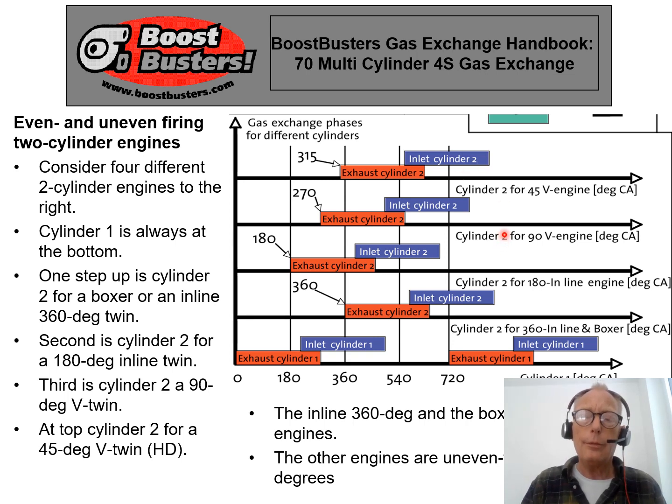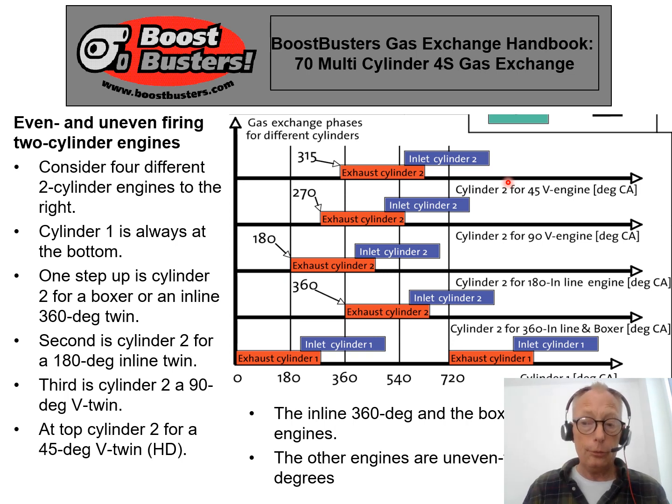Next alternative would be the 90-degree V engine. It's a little bit less uneven, it has about 270 degrees on one of the legs, but still a little bit uneven. Going up to the traditional Harley-Davidson engine, the V engine with a bank angle of 45 degrees, it becomes more symmetrical, but still a little bit uneven.